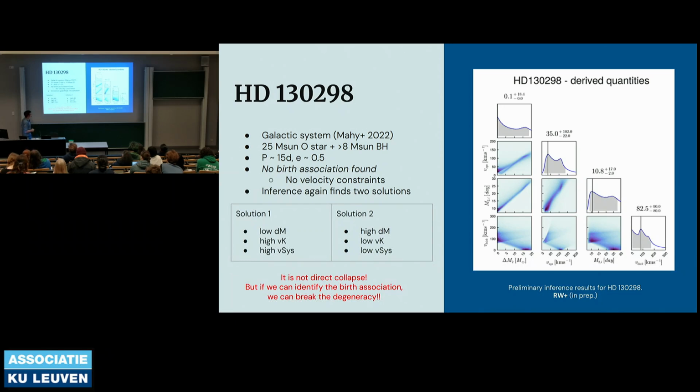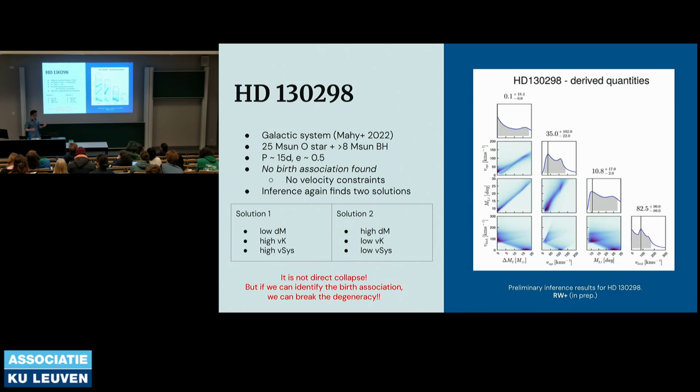And once again, our inference finds 2 solutions. This can be most easily seen in the corner plot, actually. Here in delta M, V kick space, you can see 2 peaks. We associate one peak to low mass loss and a high kick, and if you move over to this plot as well, you also associate it to a high system velocity. The second solution is a high amount of mass loss with a low kick and a low system velocity. Again, we have a hard time distinguishing between these 2 peaks. But interestingly, both of them are away from this 0, 0 corner that you would associate to direct collapse.